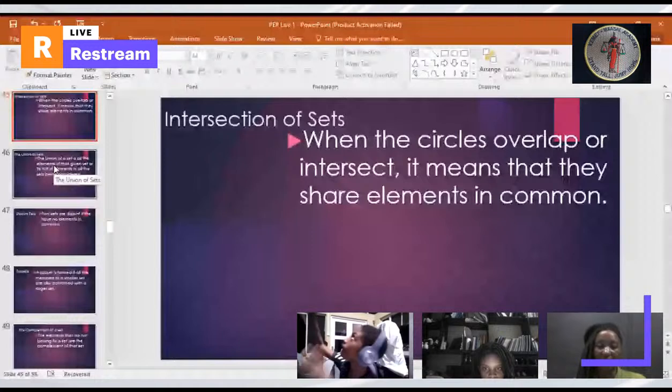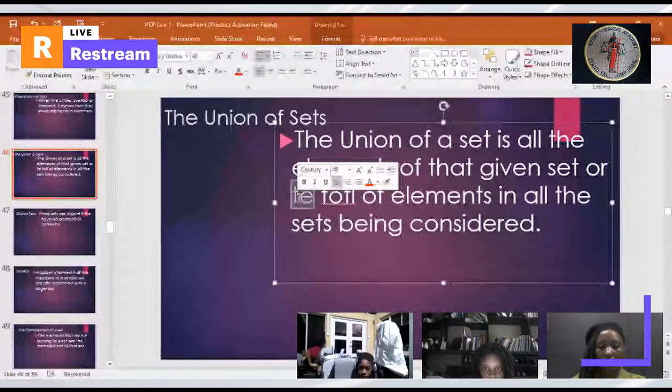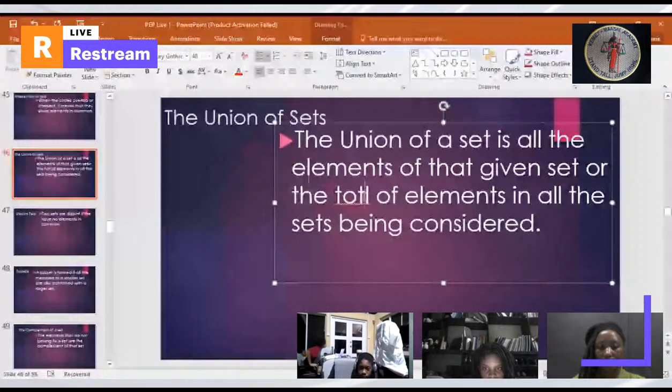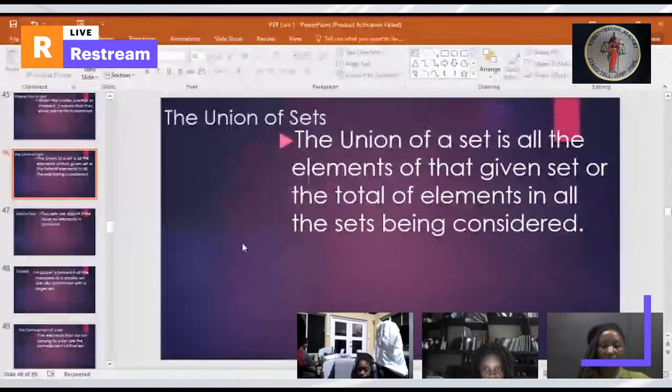Imani, read that for me, please. Okay, miss. Intersection of sets. Hold on a second, Imani. Let me fix something. Okay, miss. Okay. All right, go ahead. Okay, miss.